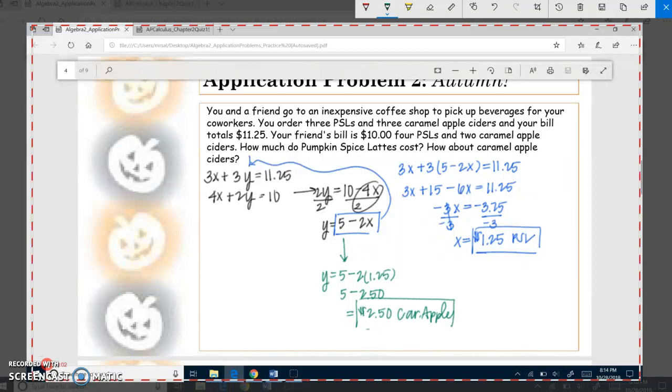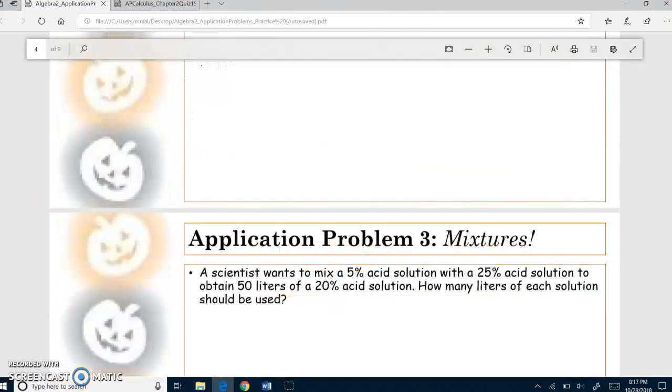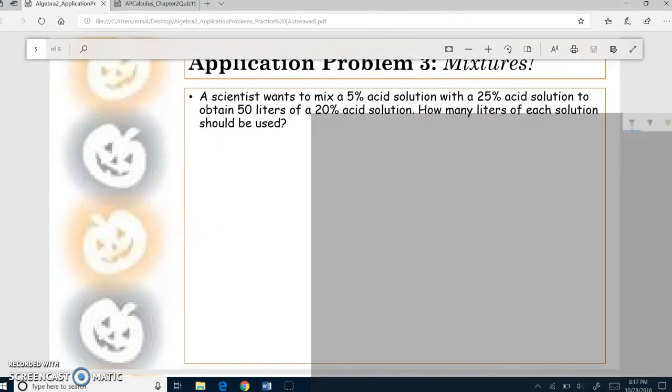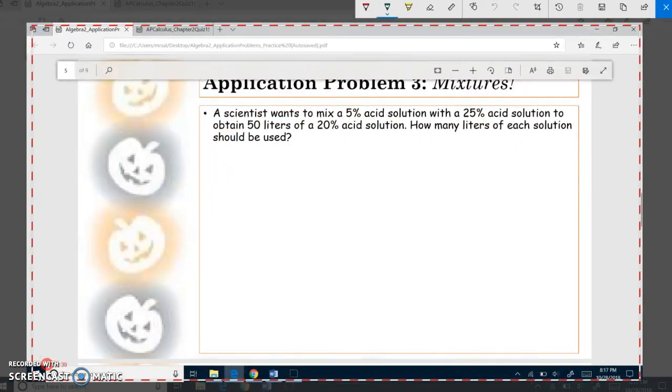So those are our two prices, and that's all we were doing for that equation, solving for the values of how much each one cost. Let's take a look at the next example. This one is a very, very common type of application problem. It's one of those that will frequently appear on ACTs and PSATs and college entrance exams. It's one of the most typical systems of equations applications.